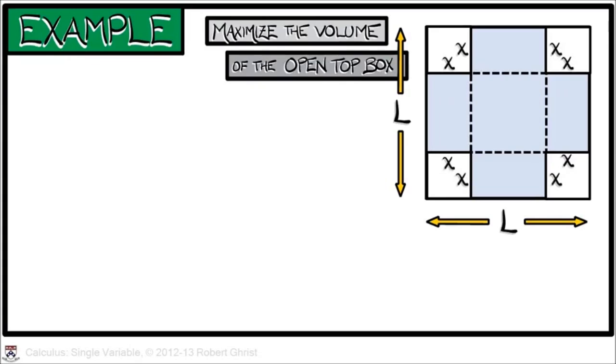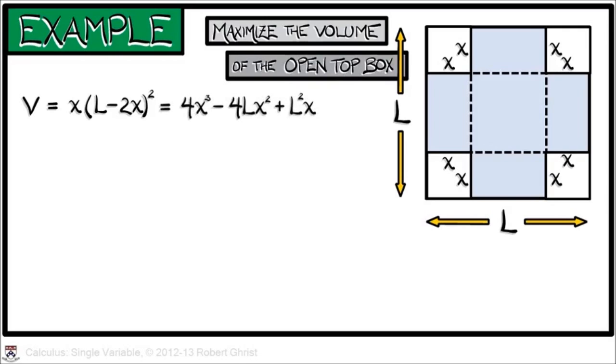Well, in this case, we'd better set x to be a variable, the side length of the corners that we remove. Then the volume is what? Well, when we fold it up, the height of the box is x, and the length of the base is quantity L minus 2x. So the volume is x times quantity L minus 2x, squared. Multiplying that out gives 4x cubed minus 4L x squared plus L squared times x.